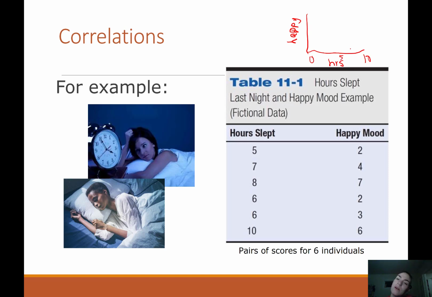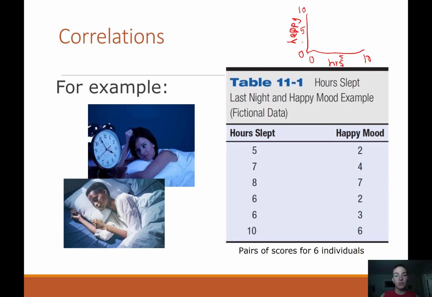And then also I need to figure out the range for the mood variable. And you can see that these scores for happy mood range from 2 to, I see a 7 here as the highest score. So let's say we're going to go up to 10 as well. We'll keep things consistent. So 0, 5, 10 on the x-axis and 0, 5, 10 on the y-axis.